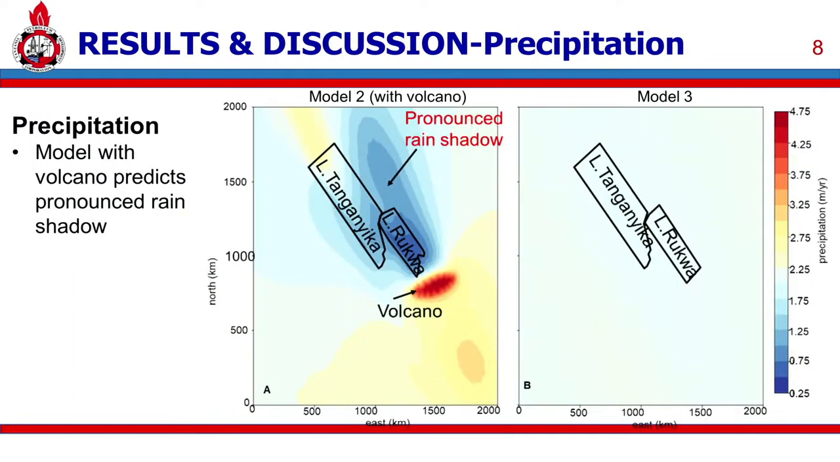But also, as I said, we were trying to see if the connection happened in time when we had no volcano in the southern part of Lake Rukwa. So we tested the precipitation generated after 5 million years. We compare the two models, the model with volcano and the one without volcano. You see that the model that has the volcano has a pronounced rain shadow around Lake Rukwa, probably telling what we see currently, that we have an underfed Lake Rukwa, meaning that the precipitation received within the area of Lake Rukwa is minimal as compared to the precipitation received in Lake Tanganyika. And in the model run without volcano, we almost have an even distribution of precipitation.